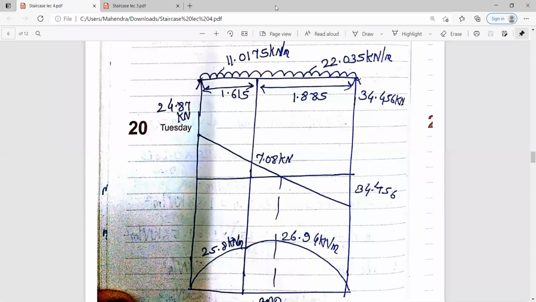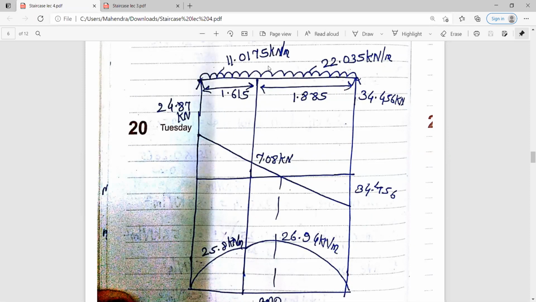So this 1.615 is nothing but the distance for the landing. Then the total is your 3.5. So 3.5 minus 1.615, you will get 1.885. So this 1.885 is nothing but the distance for the flight for this load, that is for the load 22.035. Then after doing this, you need to calculate the SFD and BMD for this particular beam.